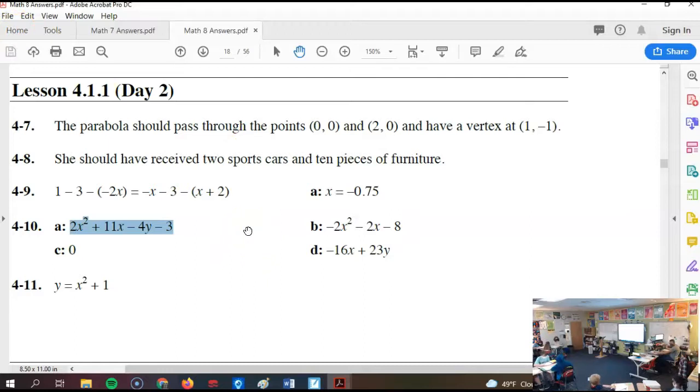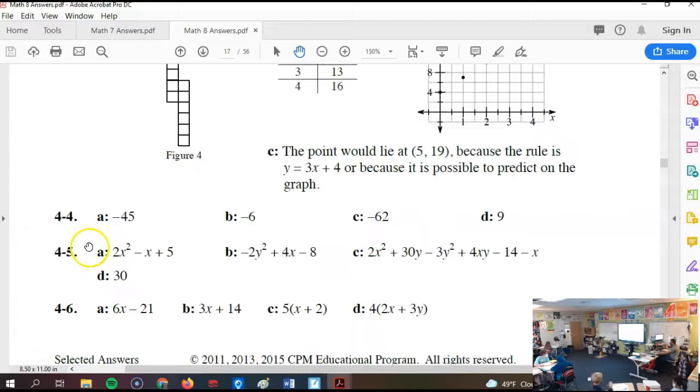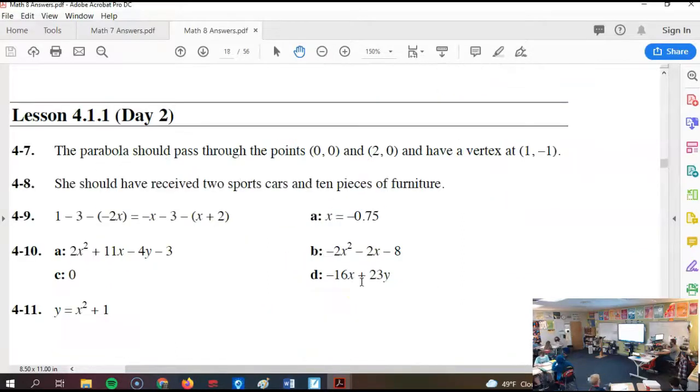Mr. Hudson, what was the answer for C? They're up there. For 4 again? For 4? 9. No. Oh, negative 62. Sorry, negative 62. Back to the rest of it. Any other questions?